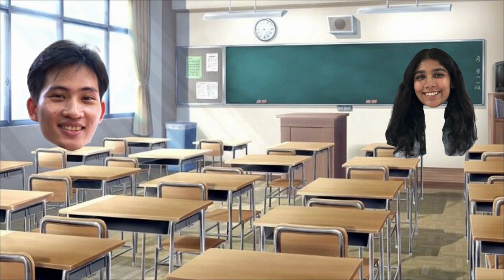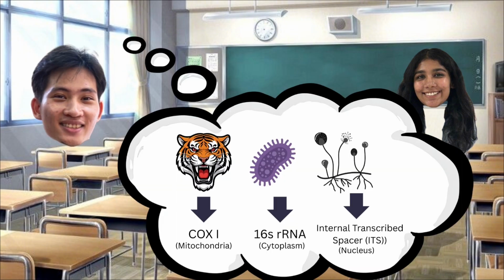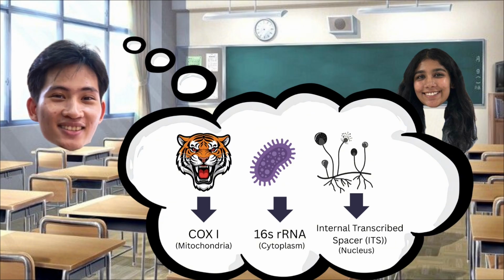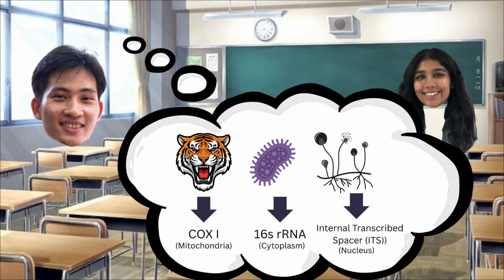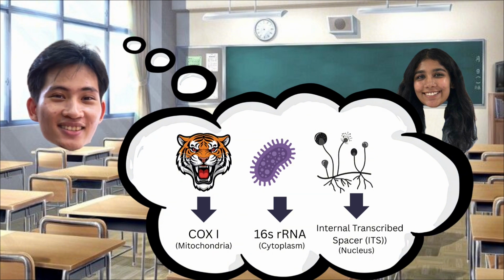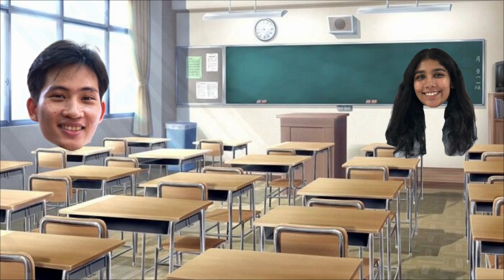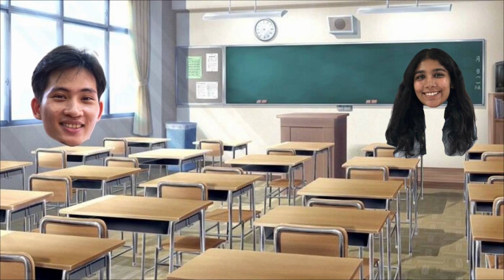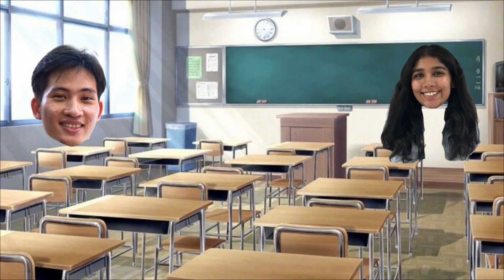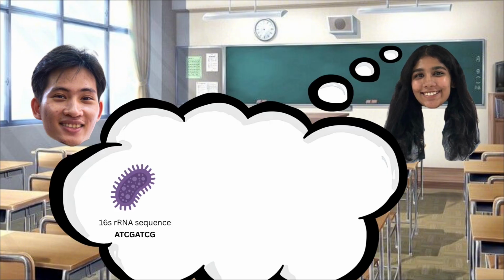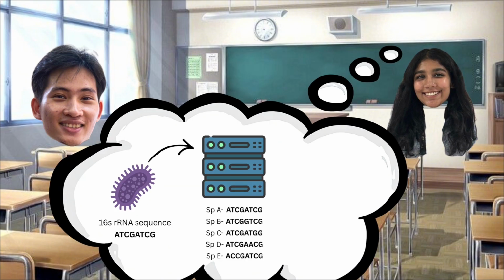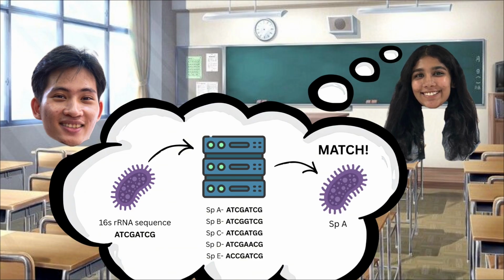There are several genes chosen as barcodes for different types of organisms. For example, for animals, the COX-1 gene was used, and for bacteria, the 16S rRNA gene was assigned. While for fungi, the internal transcribed spacer or ITS gene was assigned. Multiple gene loci can also be used to increase the accuracy of barcoding for a type of organism. I see. So after we sample and sequence the eDNA, now we can run the sequence against a database of DNA barcodes to determine the species present in the ecosystem.